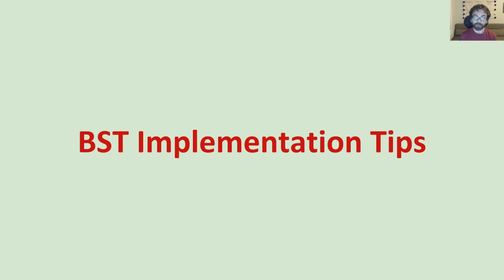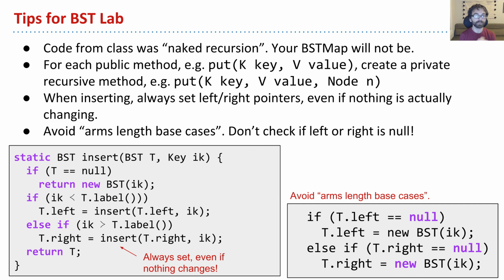So one very last thing I want to mention, I want to give a few tips for implementing the binary search tree. So when you work on your lab, I want to note some distinctions. The code that we did in class was naked recursive. Your binary search tree map that you're going to build will not be naked recursive. It'll have nice clothing. For each public method, there is going to be, as you're used to this trick, when we want to build recursive methods, a private recursive method. And I really want this technique to be burned into your soul.